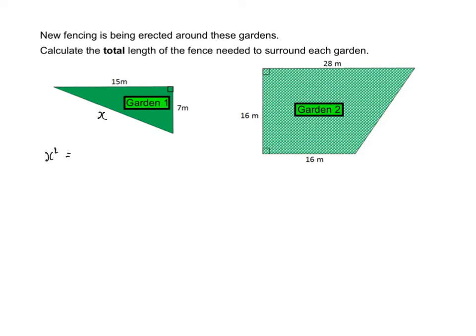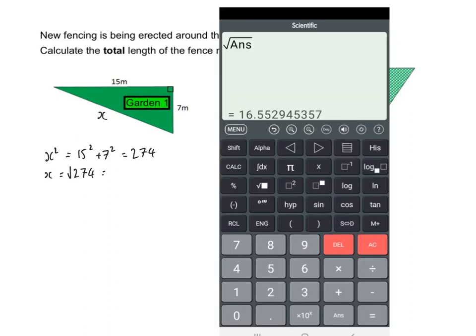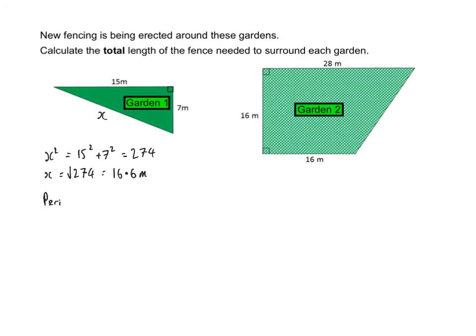x squared will be 15 squared plus 7 squared. That gives me 274. So x, I have to unsquare that. I take the square root of my answer, and that gives me 16.55. So I'm going to round that to one decimal place, 16.6 metres.